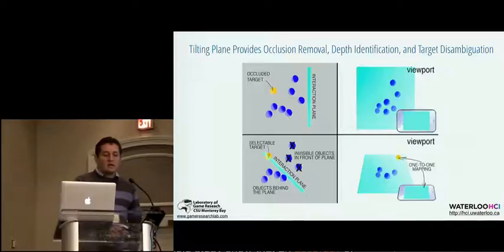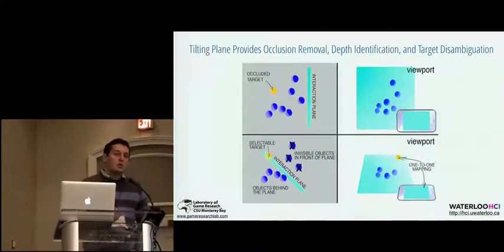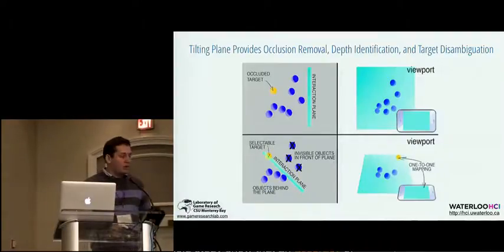And finally, the target disambiguation is partially addressed by the fact that we can only interact with objects which are cross-cut by the 2D plane. And this way we are really dealing with an issue of disambiguation on a two-dimensional plane instead of 3D space, which is a reduction of the complexity of the problem.